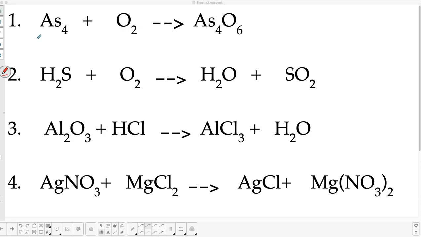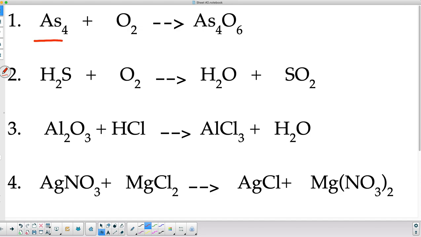So take a look at the first part on the left-hand side, the reactants. I have AS4 and O2. O2 is very common, and I typically do O2 last if there's a choice. Notice that AS4 is in the compound on the right-hand side in the products, so I have the same on both. So my AS is balanced, but then I have 6 oxygens.